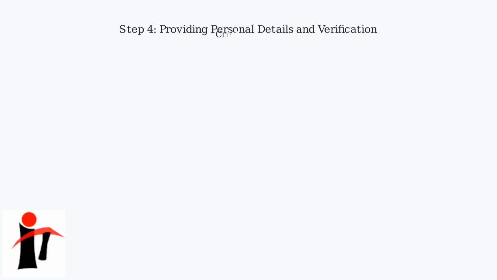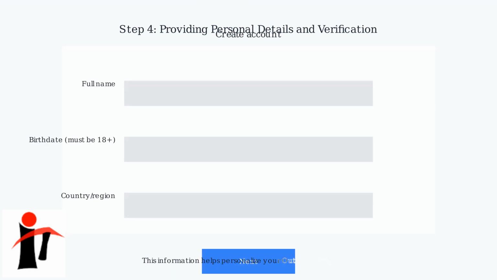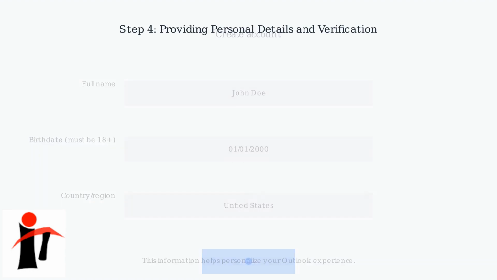In step 4, you'll provide your personal details to complete the account setup. This includes your full name, birth date, and country or region. Start by entering your full name in the designated field. Next, select your birth date. You must be at least 18 years old to access all features of your Outlook account. Then, choose your country or region from the drop-down menu. Click Next to proceed. Microsoft uses this information to personalize your email experience and ensure compliance with age requirements.